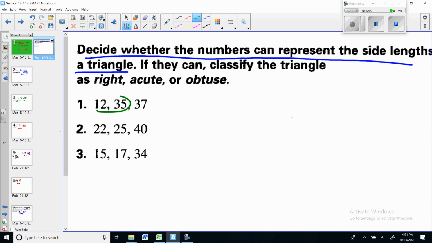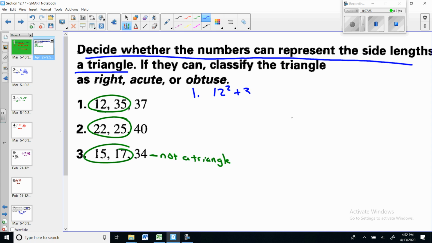So if I take 12 plus 35, is that bigger than 37? Yep, we're good there. What about 22 plus 25? Yep, we're bigger than 40. What about 15 plus 17? This one here is not even a triangle. Because in order for you to create a triangle, the triangle inequality says the 2 smaller sides have to add up to be bigger than a third. So we're going to do the 2 problems that we can do, 12, 35, and 37.